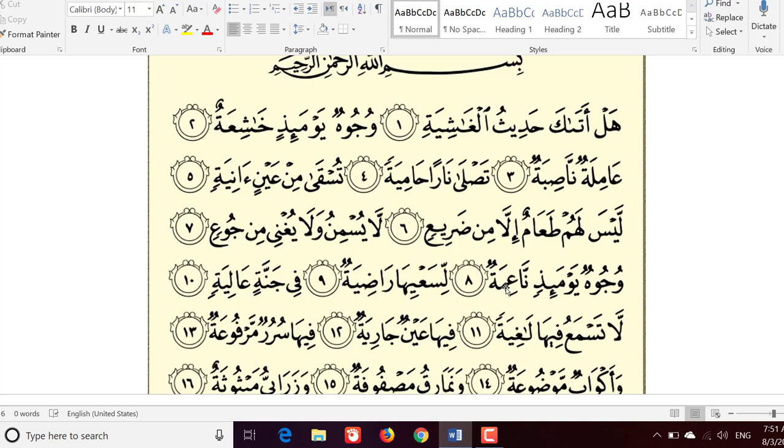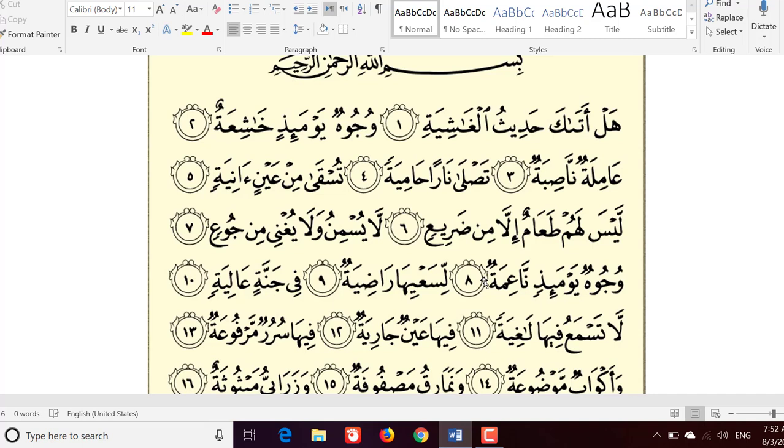لسعيها راضية. Radiya is still describing wujuh. So basically we have this prepositional phrase here, for its strivings. So for its strivings, or by its strivings, pleased. So faces will be pleased by its strivings. If we're going to put that sentence back in original order, we would say wujuhun radiyatun li sa'yiha. Yani, faces will be pleased with their strivings and the work that they've done.